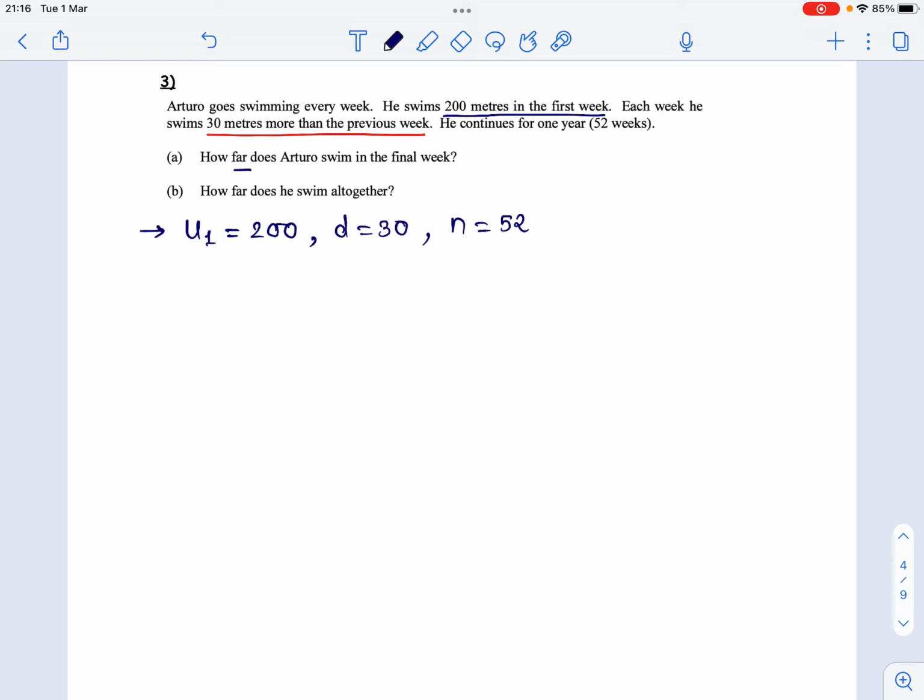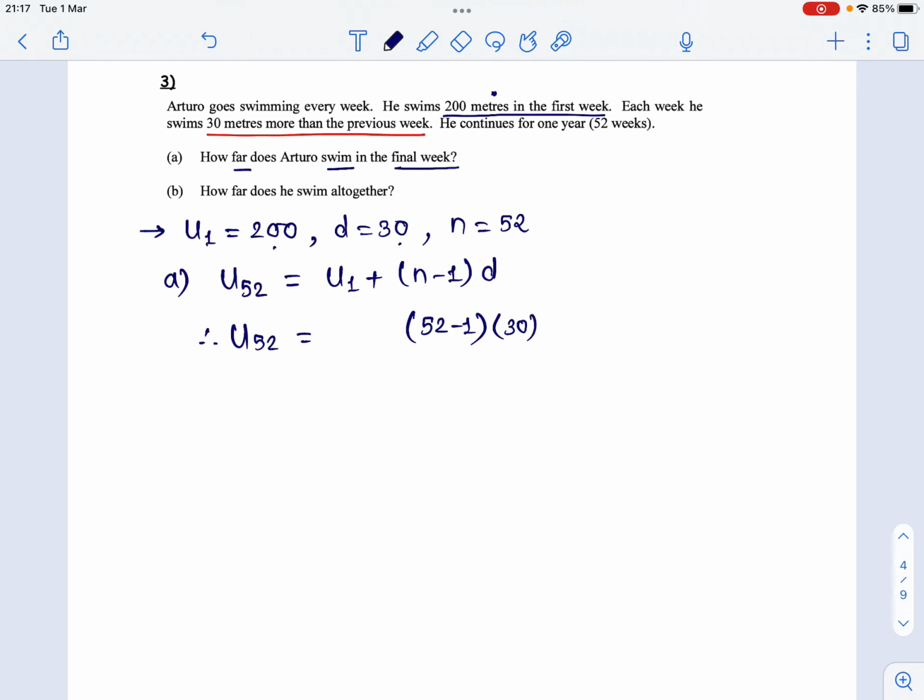Now, how far does he swim in the final week? So basically, we are dealing with the swimming part. We need to know how much he swims in the final week, which means what? U52. We are again using the same term formula, which is U1 plus n minus 1 times d. So U52, where n is 52 minus 1, the difference is 30, so times 30, and U1 is 200, so 200 plus. You are allowed to use a calculator.